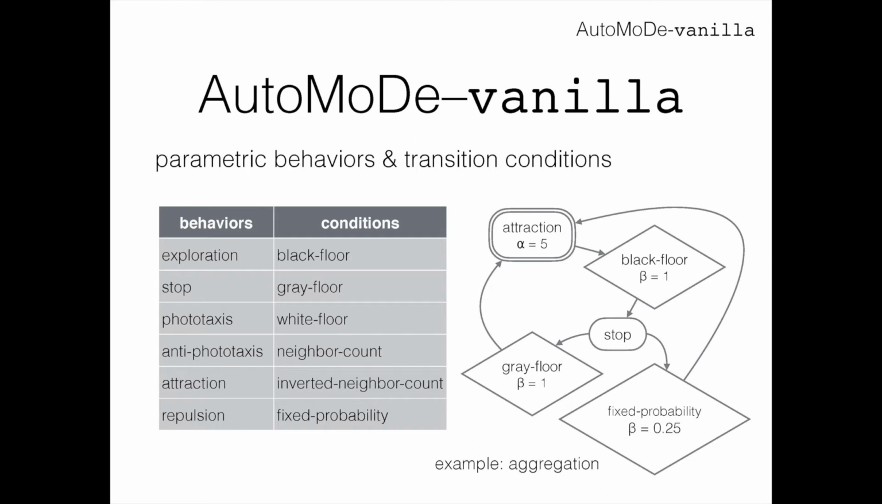And while the robot is in the stop behavior, it might go back to the attraction behavior through two different paths. One is if the floor becomes gray, which means that the robot has been pushed outside the black area by another robot, or just with a fixed probability. So with a fixed probability, the robot might decide to leave the black region and go back to the attraction behavior.